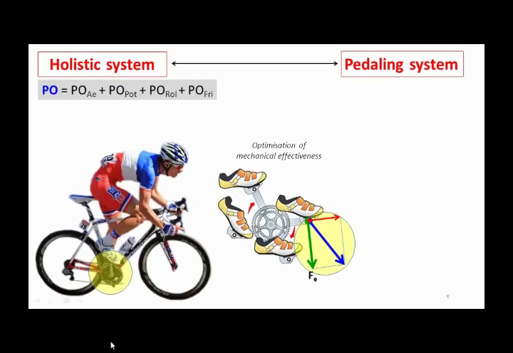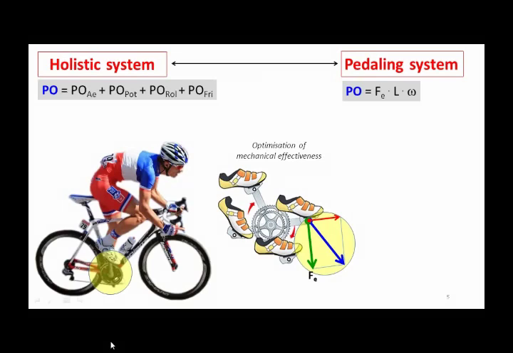To optimize the mechanical effectiveness, the cyclist must ideally increase the effective force and decrease this radial force. But the problem is that the power output in cycling is the product of three parameters: effective force, the length of the crank, and the angular velocity.